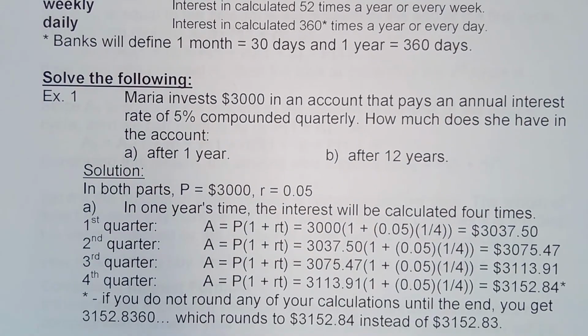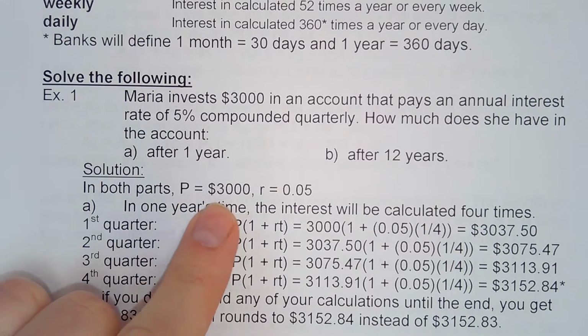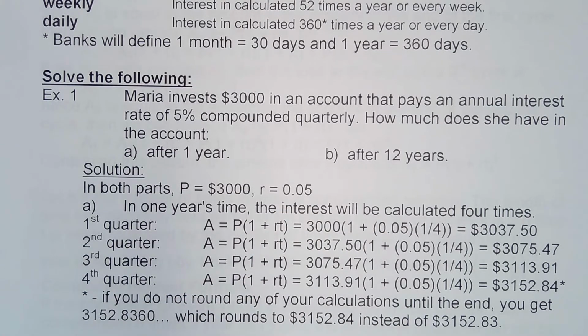Maria invests $3,000 in an account that pays an annual interest rate of 5% compounded quarterly. A: How much does she have in the account after 1 year, and B: after 12 years? If we do this using our simple interest formula, we know that our principal in both cases is $3,000 and our interest rate written as a decimal is 0.05.